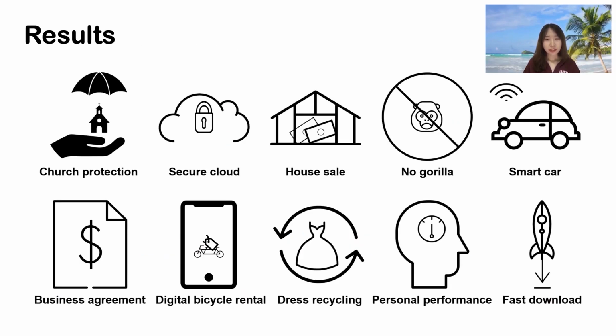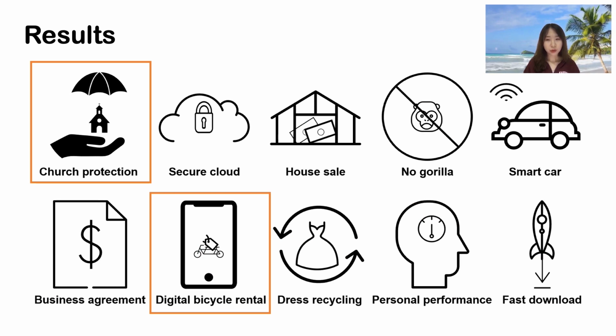Here are automatic results generated by our computational pipeline for a few compound concepts, which have few or no results in existing icon repositories. Note that our pipeline is able to generate compound icons with more than two parts, such as the digital bicycle rental.